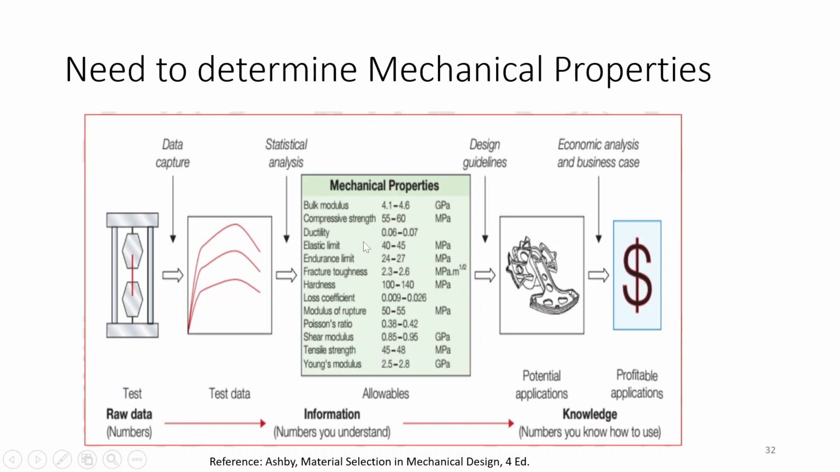So after statistical analysis you can get various mechanical properties, and based on that you can design your material, and you can find out how much material you require, so that you don't use extra material and you can make it cost effective. Okay, so your product will be profitable.